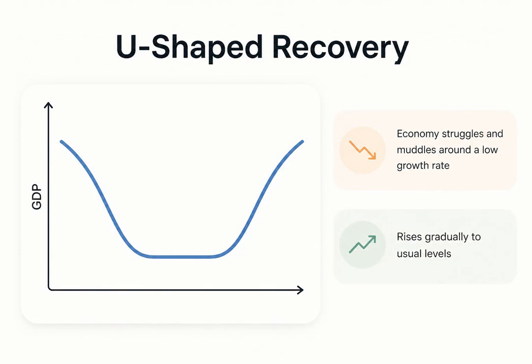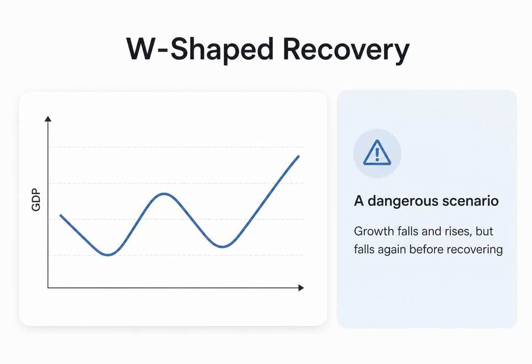In a U-shaped recovery, the economy falls and then struggles for a while. It muddles around a low growth rate for some time before gradually rising back to its usual levels. It is a slower, more painful process than a V-shape. The W-shaped recovery is a dangerous scenario, often called a double-dip recession. Growth falls, briefly rises giving false hope, but then falls again before finally recovering.